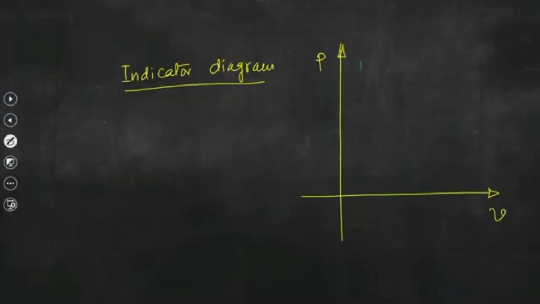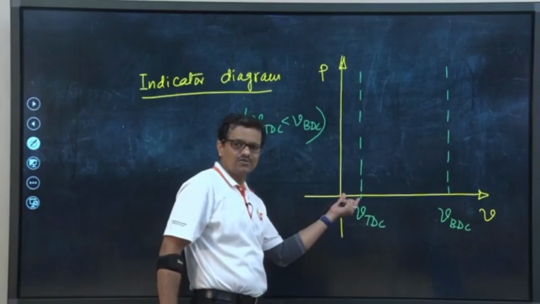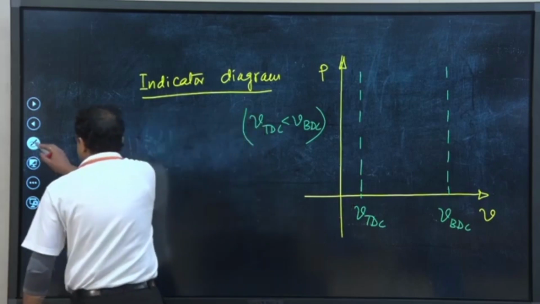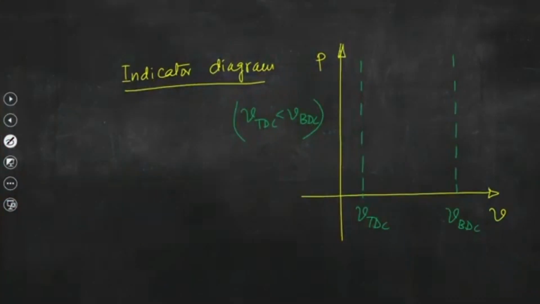So, let us quickly identify. This is VTDC and this is VBDC. Definitely, VTDC is less than VBDC, because this is the clearance volume. Volume is not zero, so we still need to provide some volume, and that is the clearance volume. And if we try to map several processes.